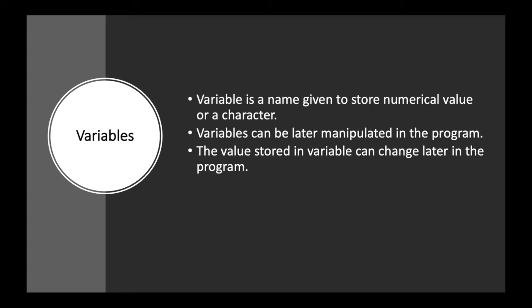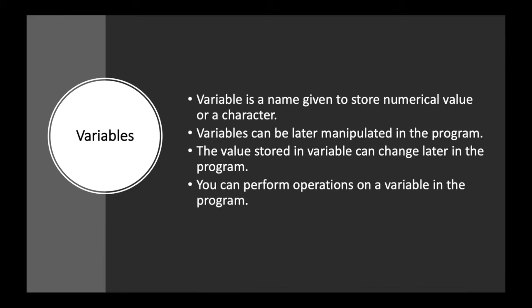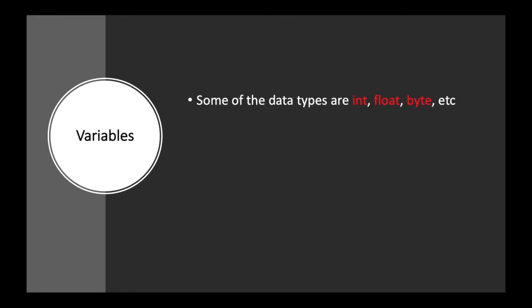When I say manipulation, maybe you want to add something to a variable, or maybe you want to change your variable to some value depending on some conditions. We will see later on how to use variables. You can also perform operations on the variable in your program, like addition, subtraction or multiplication. Those kinds of operations can be performed on a variable.